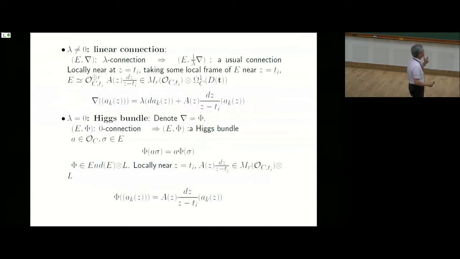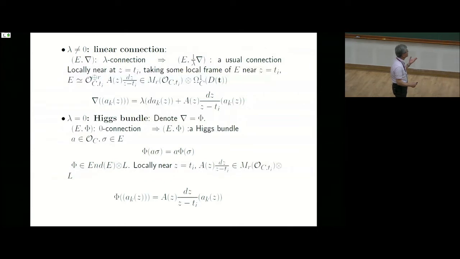So if lambda is non-zero, this is a lambda connection. If nabla is a lambda connection on E, then 1 over lambda nabla is a usual connection. Since this has a pole at t = t_i, we take a local frame of E near t = t_i, so it can be trivialized near t_i as a free bundle.